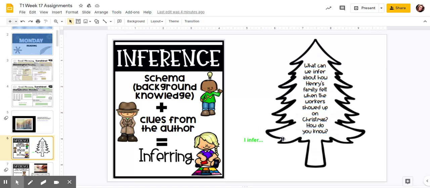I infer Henry's family felt... What feeling do you think they felt in that moment? And how do you know they felt that way? So what we're hoping to see is: I infer Henry's family felt, and then whatever feeling, because, and then tell me why you think they felt that way.